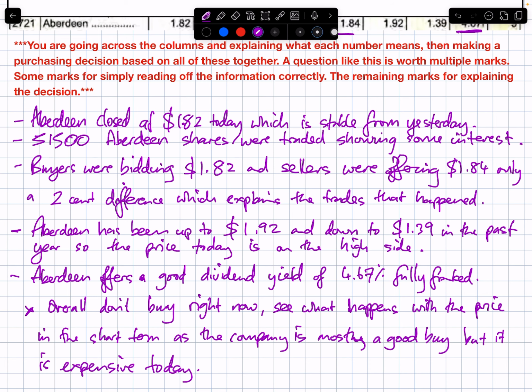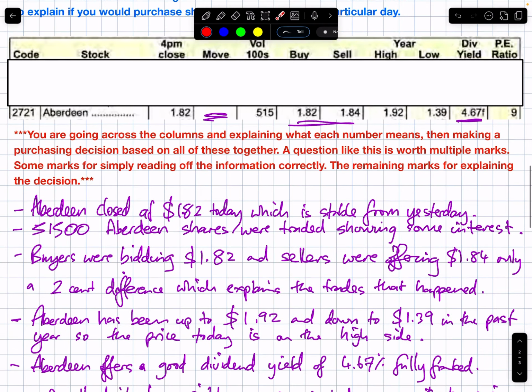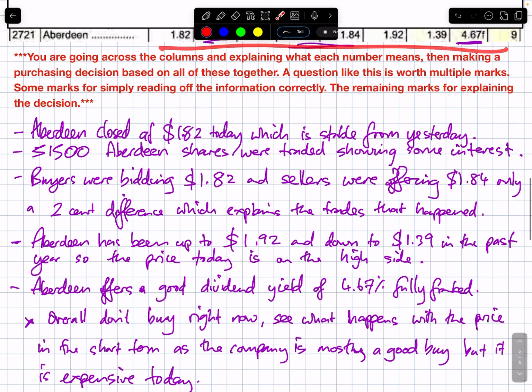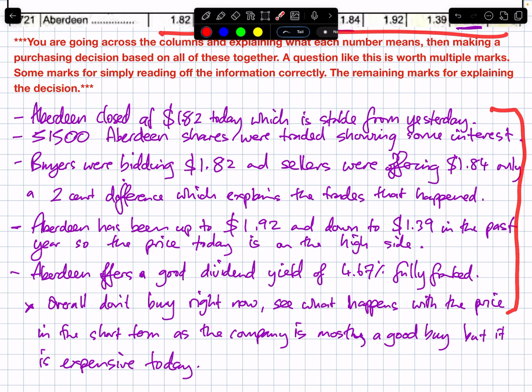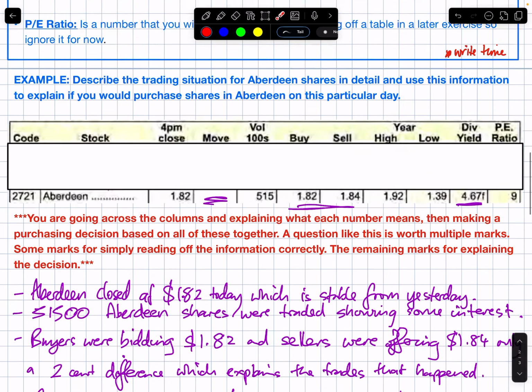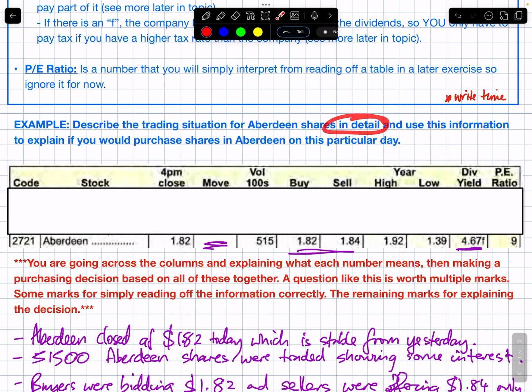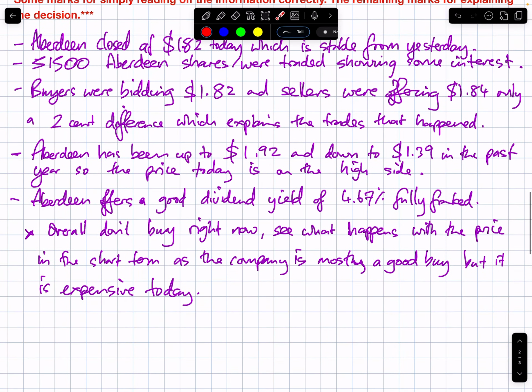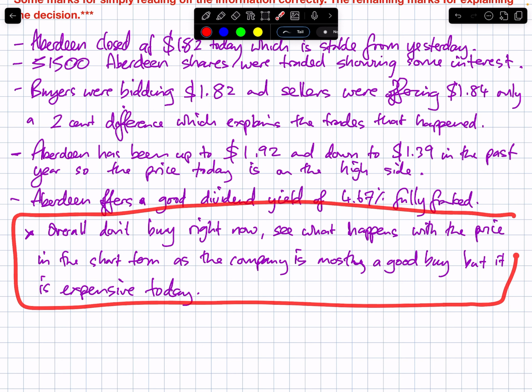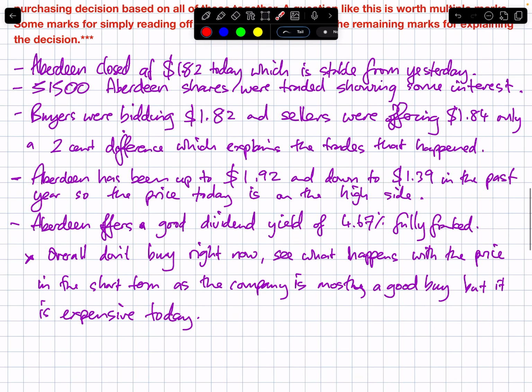You never know. So you can see that we use the information in the blue box to interpret what these numbers mean. We dot pointed them so you could get your marks for detailing the information, and then you get your final marks by making a choice about whether to buy or sell based on the story told by the information you interpreted, okay?